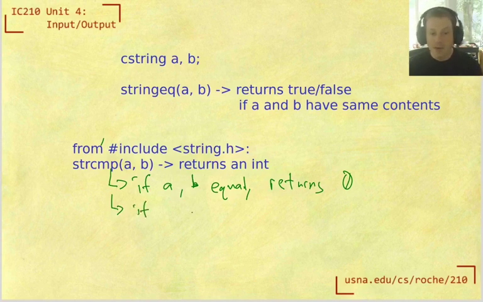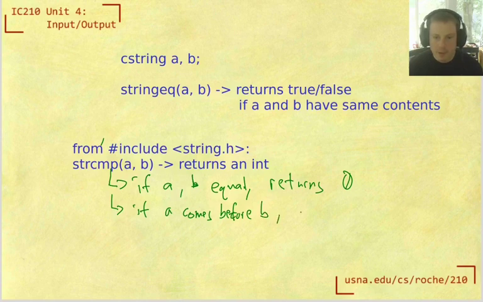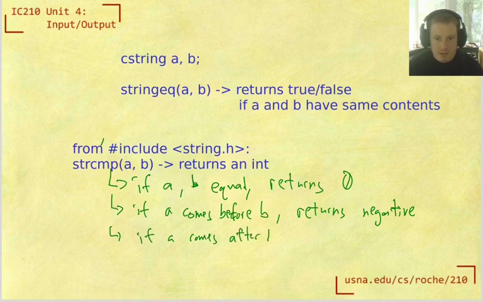Otherwise it does alphabetical order comparison. So that's the new thing that we haven't been able to do before. If A comes before B in alphabetical order, then it returns something negative. It could be -1, but it could be -10 or negative something else. It just returns some negative int. And lastly, as you can imagine, otherwise, if A comes after B, it returns positive.